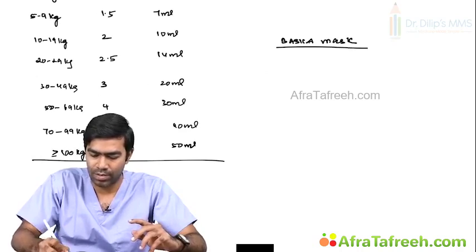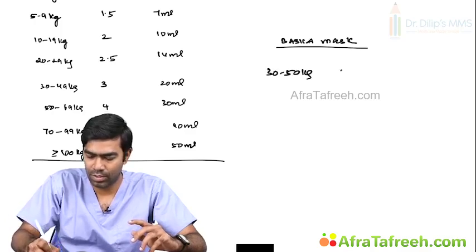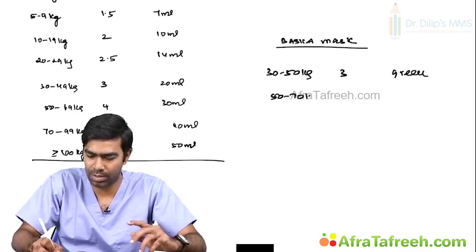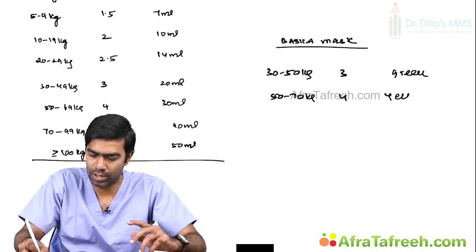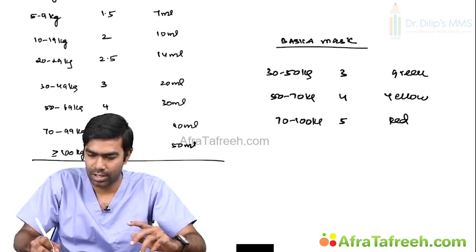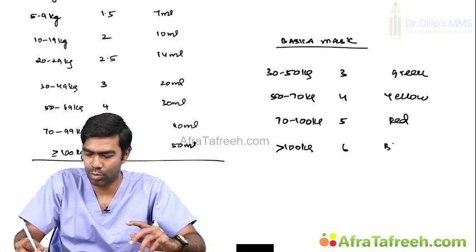So you have a weight range of 30 to 50 kg, which uses a size 3, green in color. For 50 to 70 kilogram people, size 4, yellow in color. For 70 to 100 kilogram, size 5, red in color. And finally, for more than 100 kilogram, size 6 and blue in color.